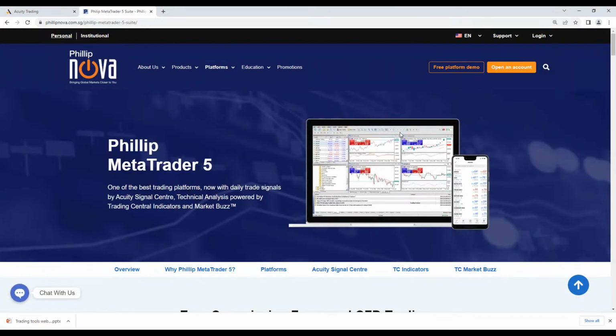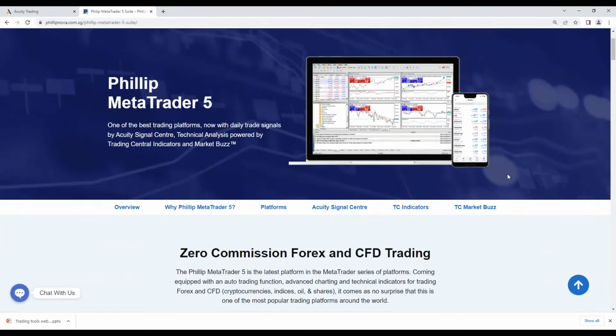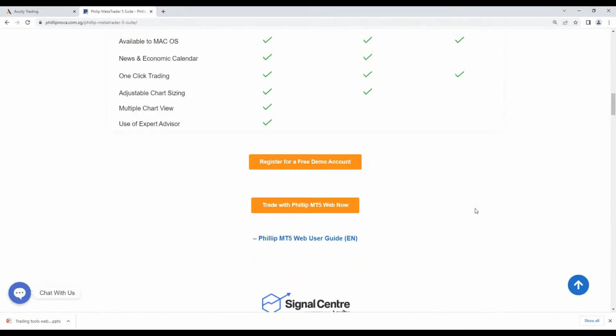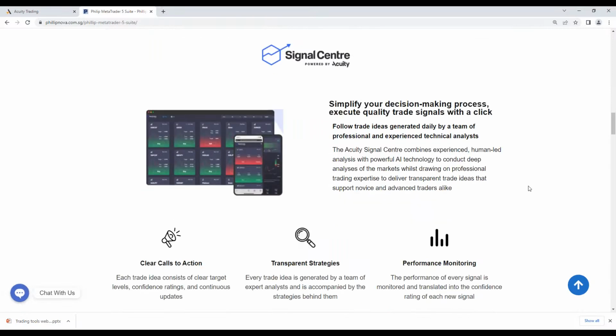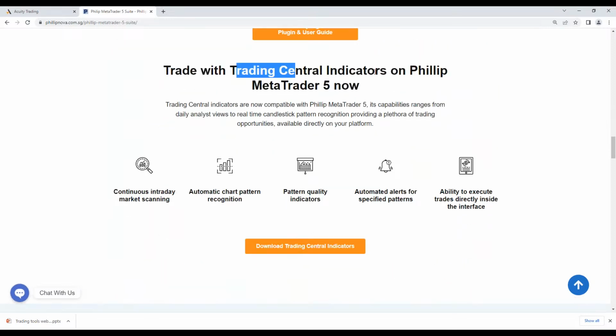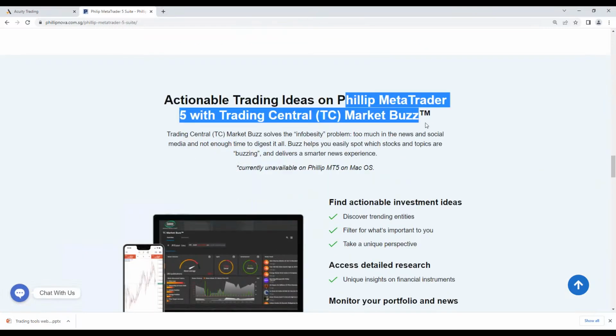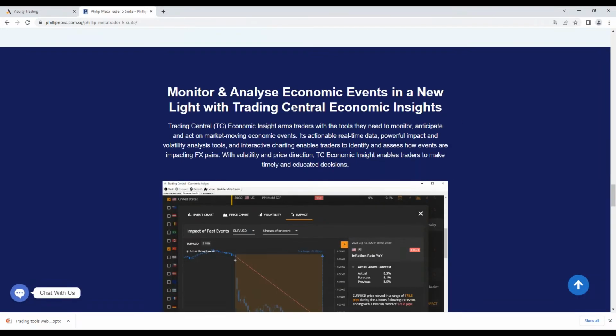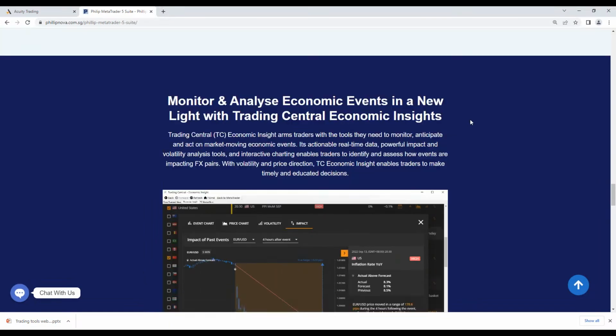When you are on the web page for our MT5, this is where you can read up all about our powerful MetaTrader 5. If you scroll down further, you'll be able to see the key information about all these tools. First, Signal Centre by Acuity, where you see its key information and key features. Scrolling down, you see our Trading Central indicators, the one that I talked about. Of course, there are many more features that you can explore. The Market Buzz is also what I've talked about, and the economic insights.